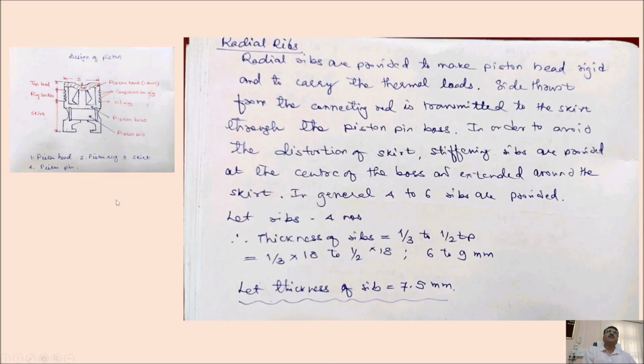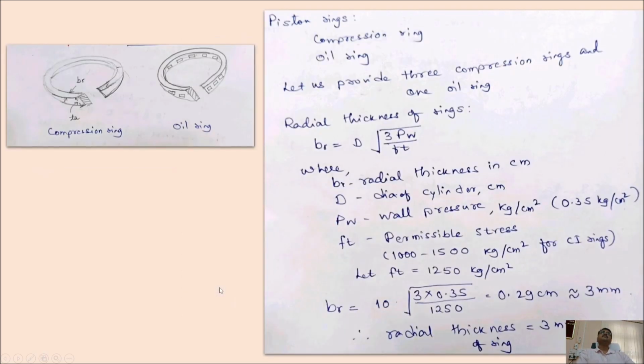Then ribs are provided to make the piston head rigid and carry the thermal load. Let's consider here there are 4 ribs. Thickness of rib is given as 0.3 to 0.5 TP. So 0.3 into 18, where TP is 18, to 0.5 into 18, it is coming to be 6 to 9 millimeter. So thickness of rib is considered as 7.5 millimeter.